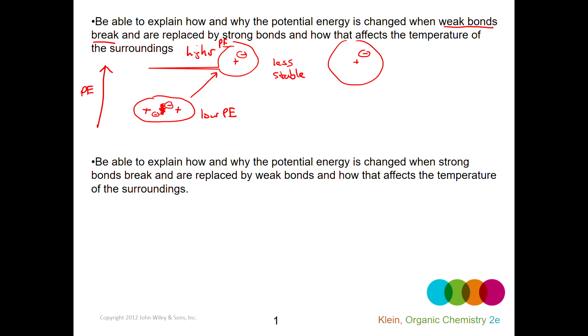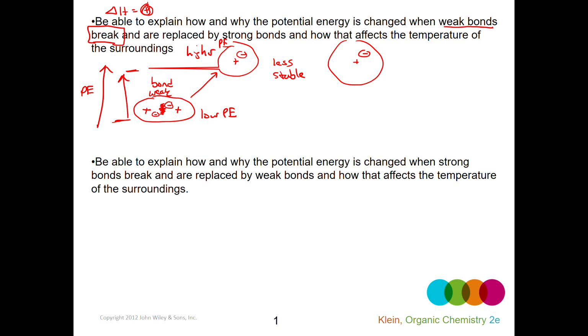So we know anytime bonds break, that's always going to be absorbing energy, because energy can't be created out of nothing. If I'm starting at a low potential energy and I have a higher potential energy, that potential energy input has to come from the surroundings and be absorbed into the system. So if that bond is relatively weak, that means that the attractions aren't really that good to begin with. So I still have to put energy in to break the bond.